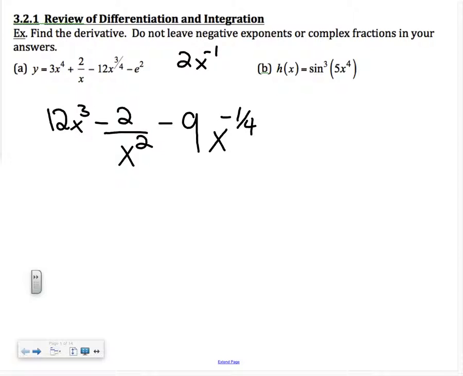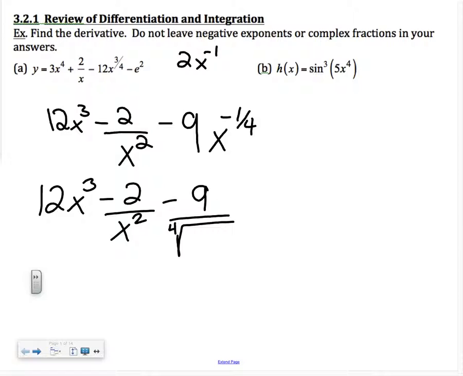And the derivative of e squared, once again, is still 0 because that is a constant and it doesn't have a variable. So negative exponents, I got to get rid of it. The x to the negative 1/4 means the 4th root of x on the bottom. So I'm going to write it like that. And there's my answer.